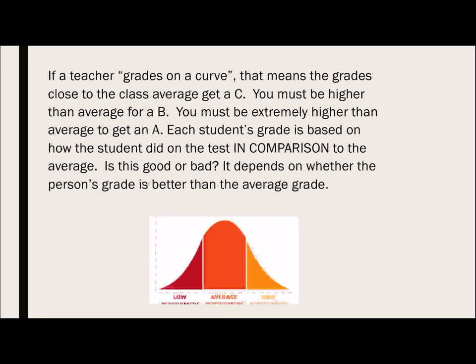If a teacher grades on a curve, that means the grades close to the class average get a C. You must be higher than average for a B. You must be extremely higher than average to get an A. Each student's grade is based on how the student did on the test in comparison to the average. Is this good or bad? It depends on whether the person's grade is better than the average grade.